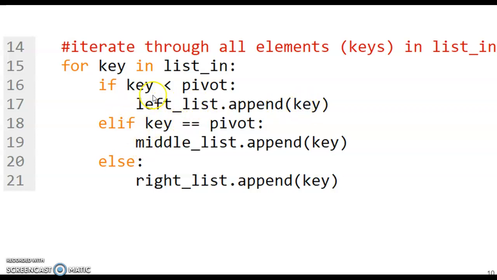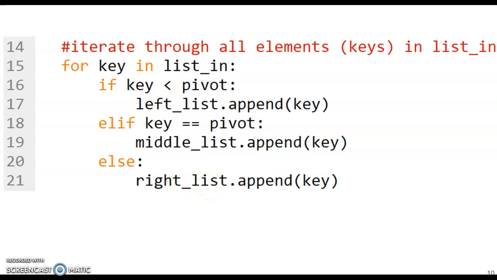And if it's not less than the pivot, we're then going to check if the key is equal to the pivot. If that's the case, we're going to append the key to the middle list. And finally, if it's not less than the pivot and not equal to the pivot, it must be more than the pivot. So if it's greater than the pivot, we're going to append that element, that key, to the list on the right of the pivot.